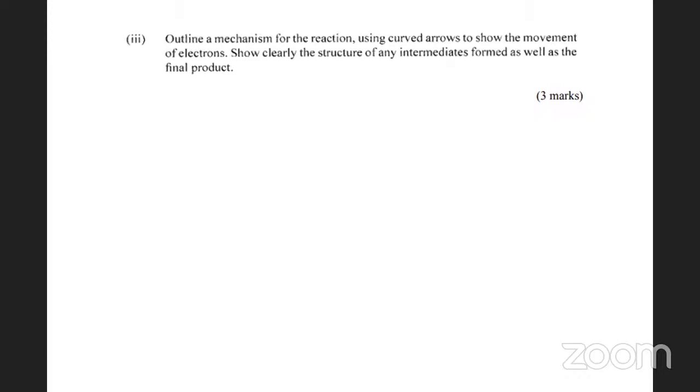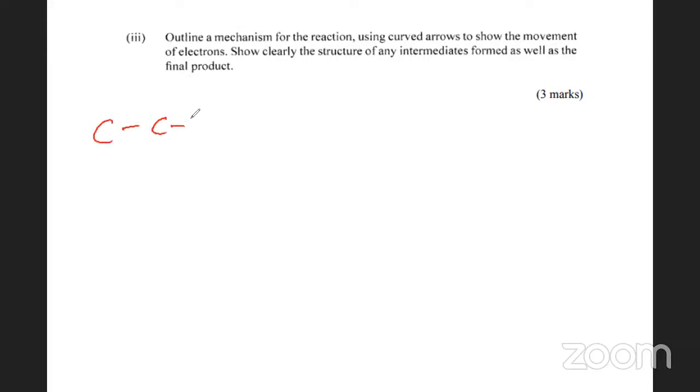It says, outline the mechanism for the reaction using curved arrows and fish hooks. Show clearly the structure of any intermediate formed. All right, that erases the structure already, so I'm just going to use a portion of it to show the reaction. I remember there was a methyl group and the carbon with bromine.